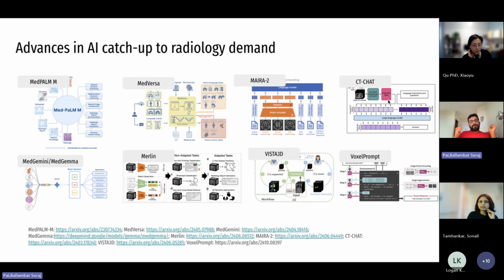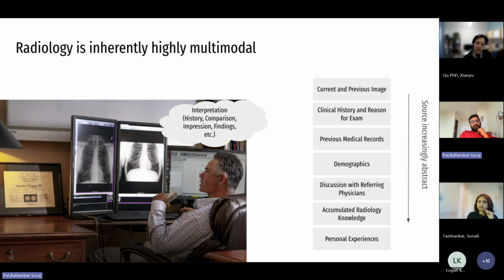But at the end of the day, they try to provide support or even independently do some of the tasks that I mentioned earlier, such as segmentation or report generation or some sort of categorization, or trying to find out if there are certain anomalies in certain images. So there's a wide range of models that are already being developed in radiology to support the radiologist.